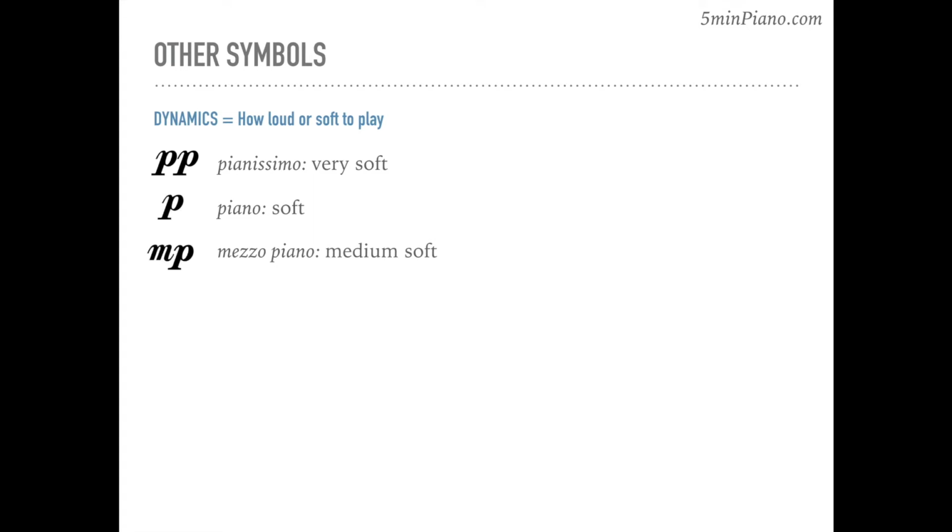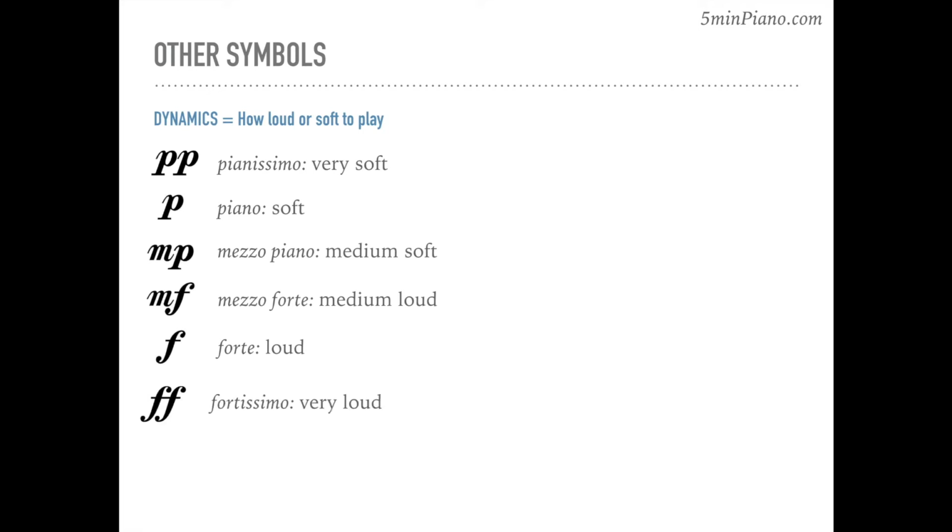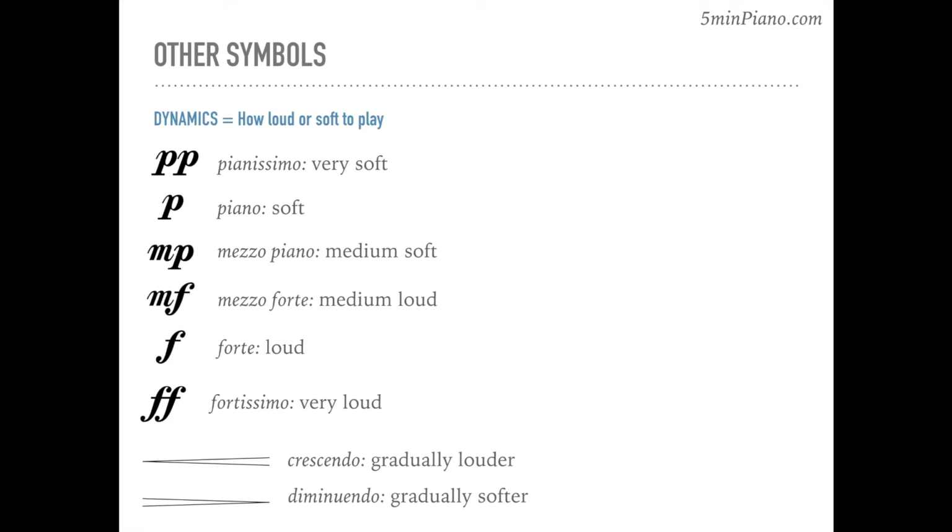You may see dynamic symbols in your music, which tell you how loud or soft to play. Pianissimo, very soft. Piano, soft. Mezzo piano, medium soft. Mezzo forte, medium loud. Forte, loud. Fortissimo, very loud. Crescendo, gradually get louder. Diminuendo, gradually softer.